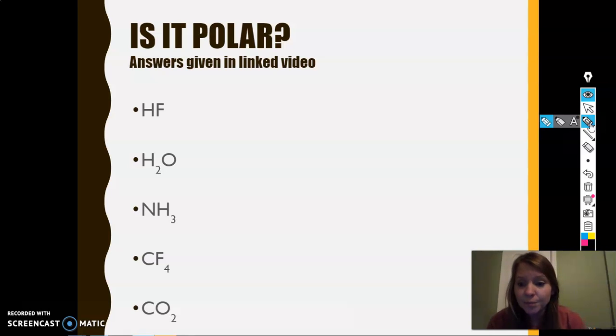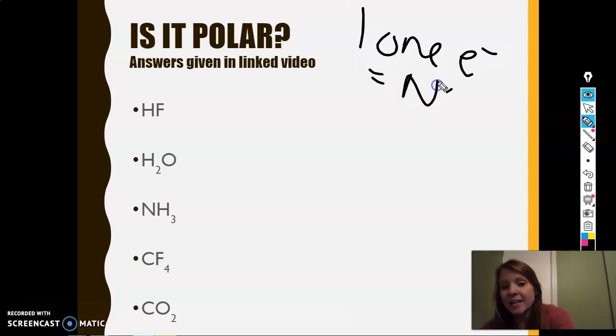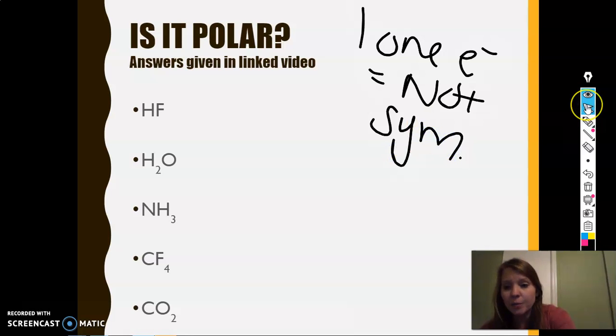My tip to you is lone pairs of electrons. When you bond and you draw your molecule, if your middle element has dots left over, that's your clue that it's not symmetrical. So if you have lone electrons, then it's not symmetrical. Sorry, y'all know I can't probably spell symmetrical. That's our clue. That's all we're looking for, the extra dots.